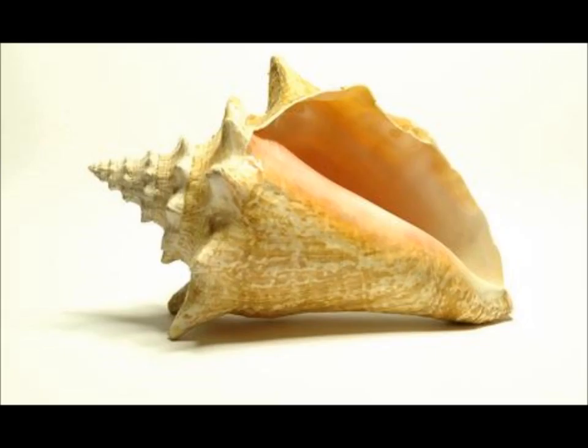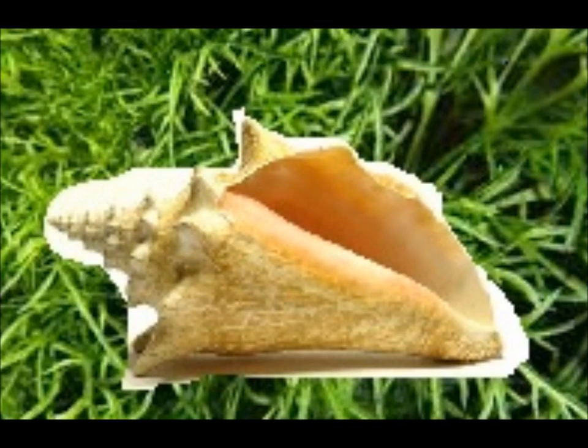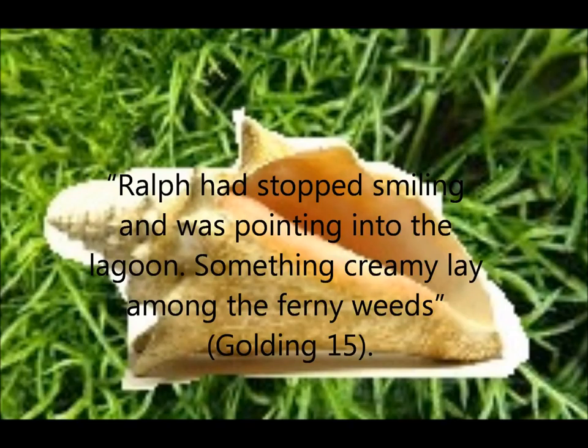The conch evolved, in other words, changed throughout the story. The conch was introduced in the beginning of the story. Ralph and Piggy were checking out their surroundings when they spotted the conch laying among the ferny weeds near the lagoon. You can read this on page 15, and I quote, "Ralph had stopped smiling and was pointing into the lagoon. Something creamy lay among the ferny weeds.